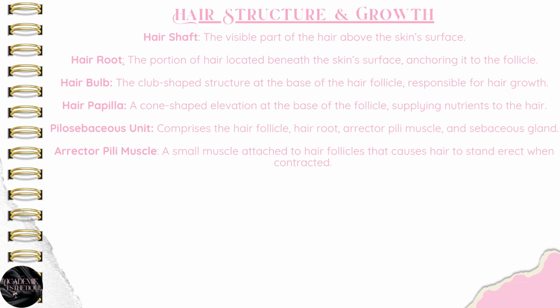Hair papilla, a cone-shaped elevation at the base of the follicle supplying nutrients to the hair. Sebaceous unit, comprises the hair follicle, hair root, erector pili muscle, and sebaceous gland. Erector pili muscle, a small muscle attached to the hair follicles that causes hair to stand erect when contracted.